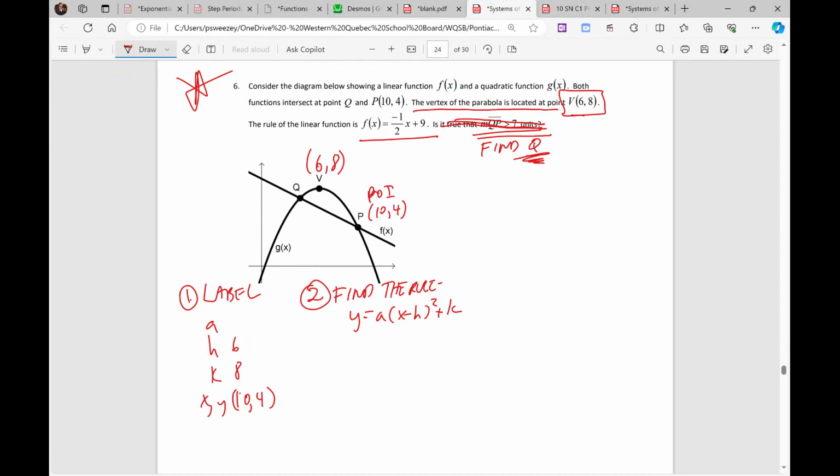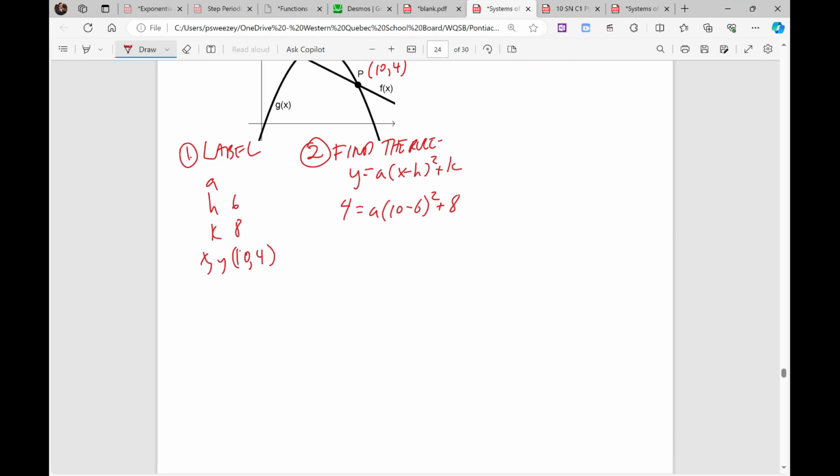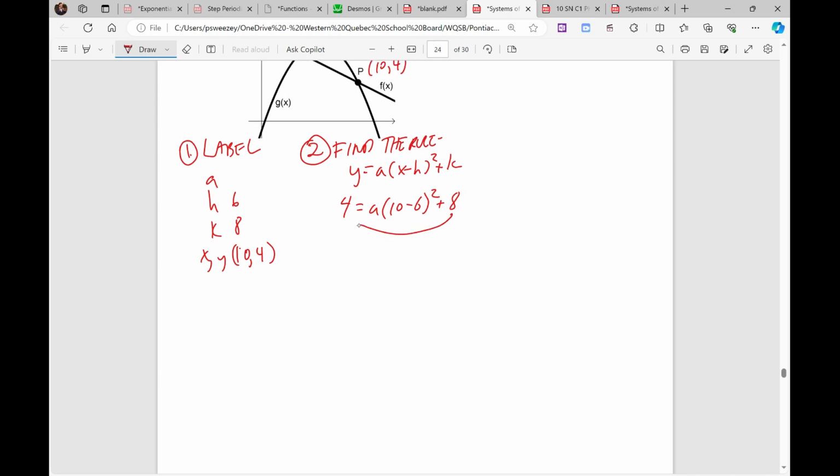Starting by plugging in the point and the H, K, so 4 is equal to a times 10 minus 6 squared plus 8. And then see if we can solve for a. Always get the 8 out of the way first. Negative 4 is equal to a times 4 squared, so negative 4 is equal to a times 16. All right, this should be prettier now that we're dealing with a quarter. So a is equal to negative 0.25.